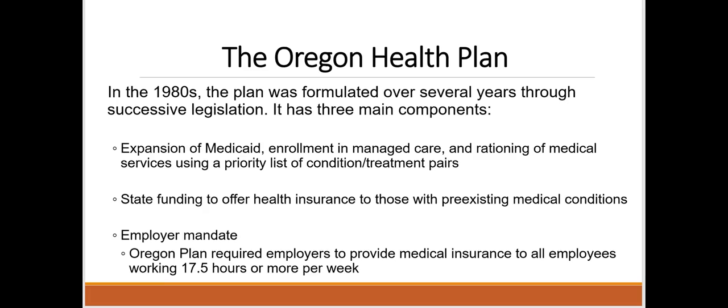So a little about the Oregon Health Plan. In the 1980s, the plan was formulated over several years, and it had 3 main components. The first one was a Medicaid expansion plan, enrollment in managed care, and rationing of medical services using a priority list of condition treatment pairs. There was also state funding to offer health insurance to those with pre-existing medical conditions, and the employer mandate. So the Oregon plan required employers to provide medical insurance to all employees working 17.5 hours or more.